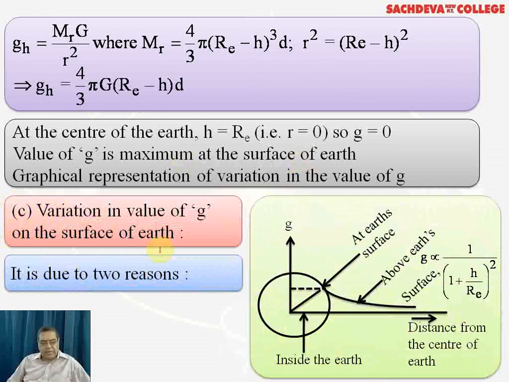So here in the figure is the variation in the value of G on the surface of Earth. As I have explained, G at the poles will be more and at the equator it will be less, because the polar radius is less as compared to the equatorial radius. This is what is depicted in the figure.